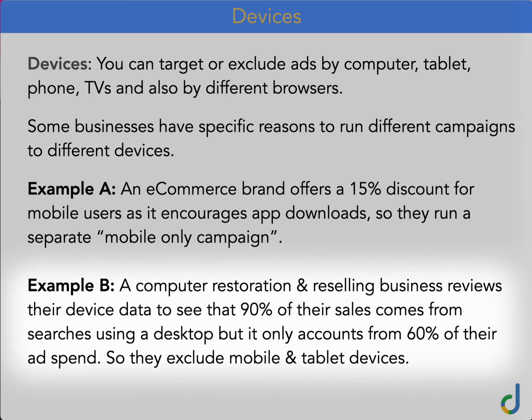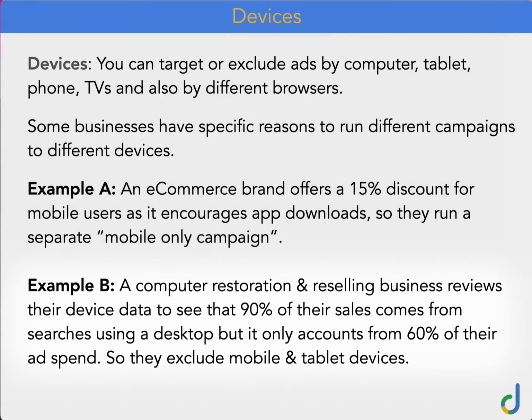Then example B, a computer restoration and reselling business reviews their device data to see that 90% of their sales come from searches using a desktop, but it only accounts for 60% of their ad spend. So what they do, they make the decision to exclude mobile and tablet devices.